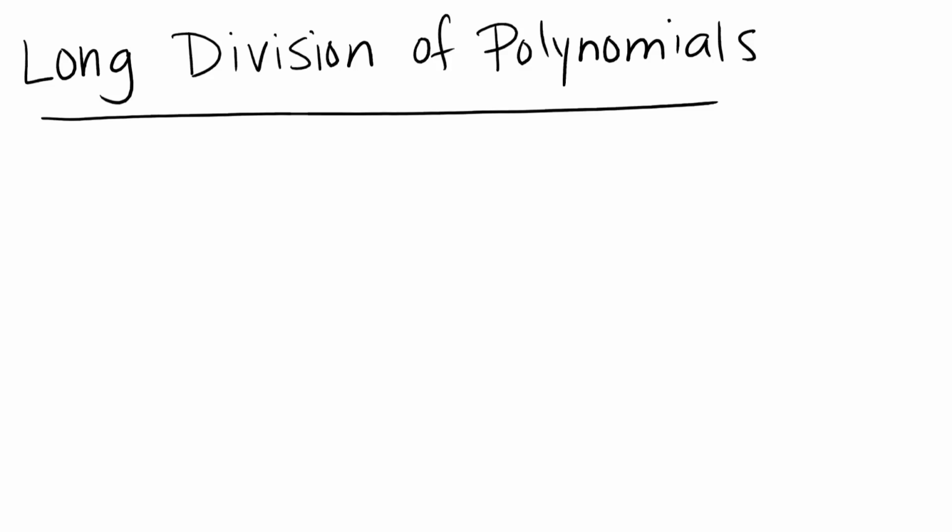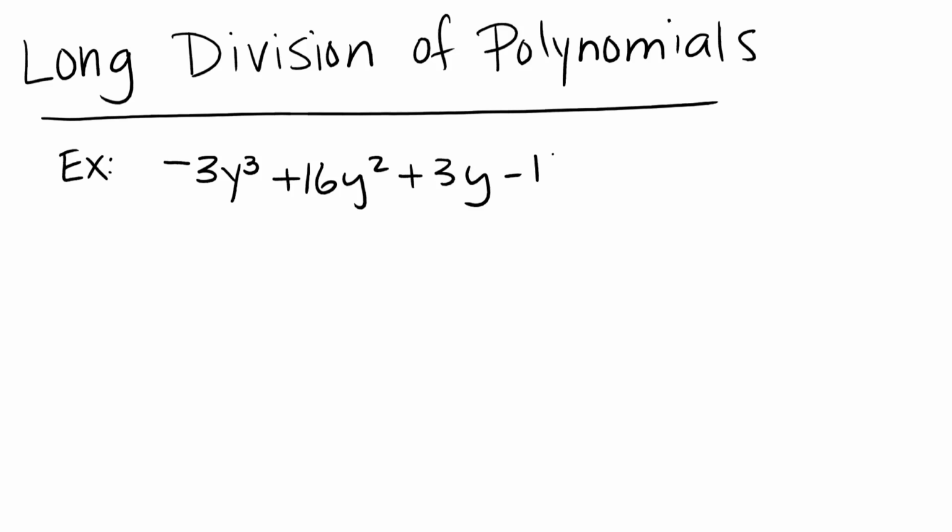All right, so I'm going to do two examples for long division with polynomials. Victor sent me both of these, so I'm happy because otherwise I had to come up with an example. So first one, nice and challenging. We got negative 3y cubed plus 16y squared plus 3y minus 10 all over y minus 3.